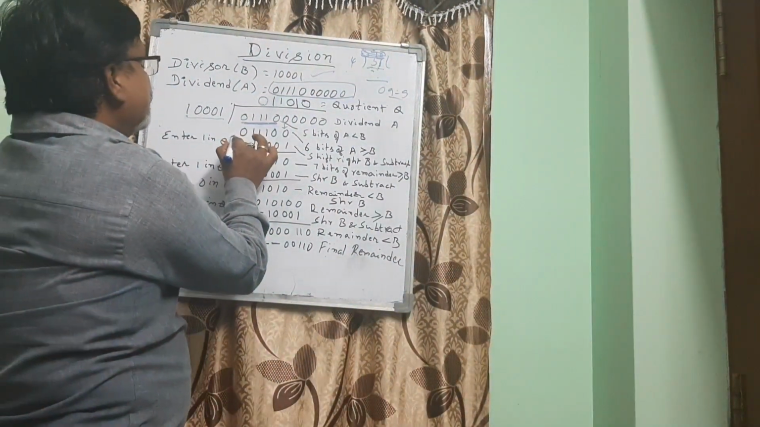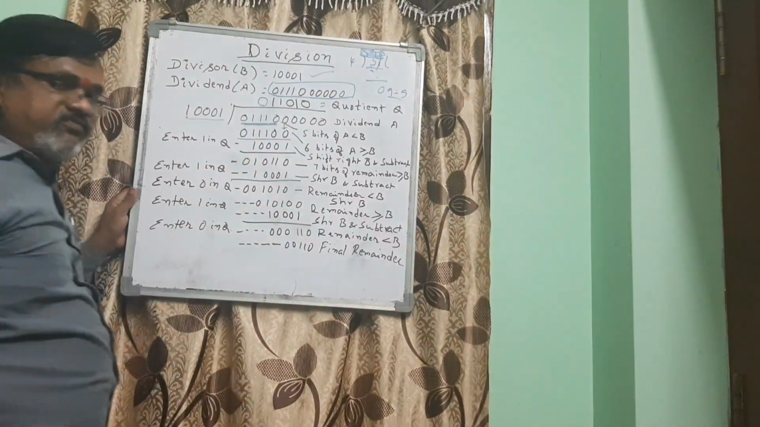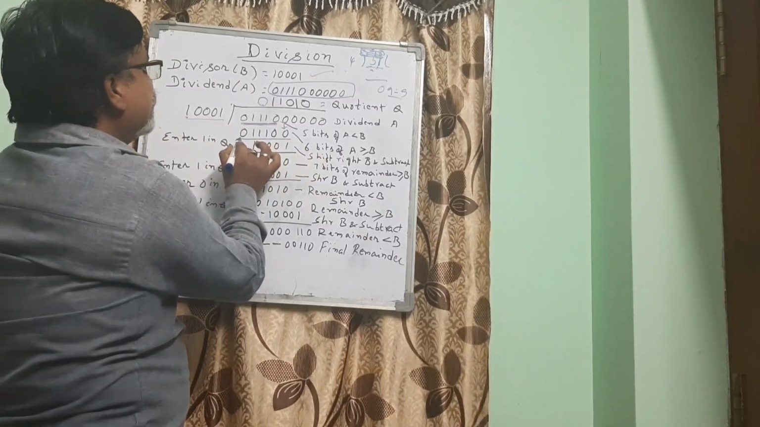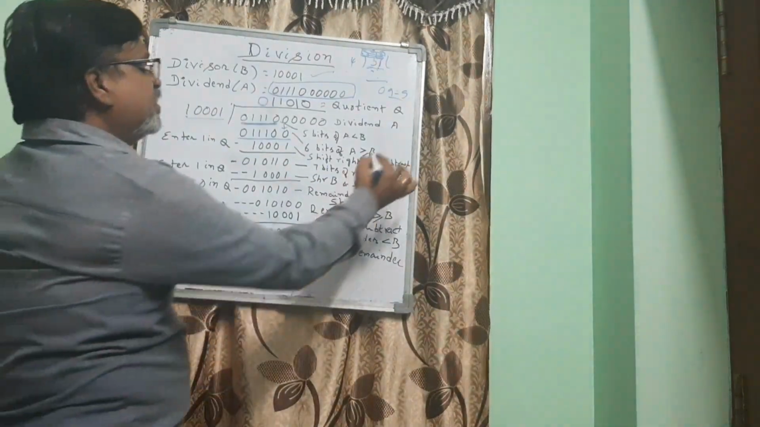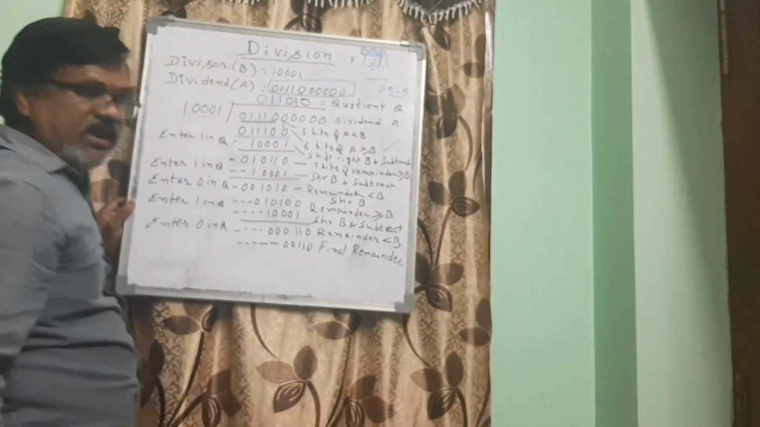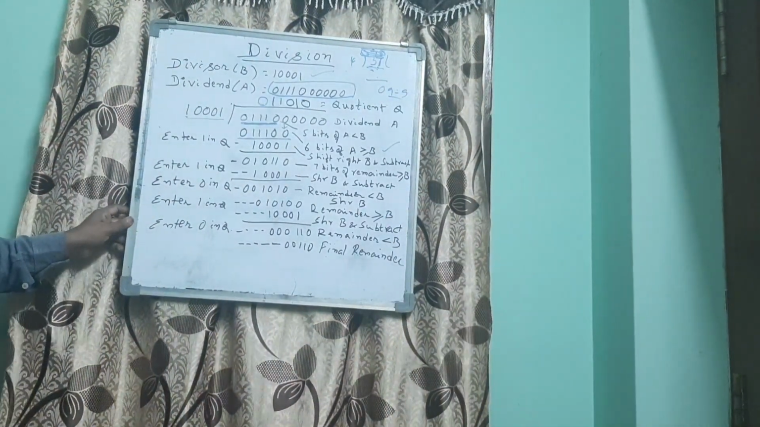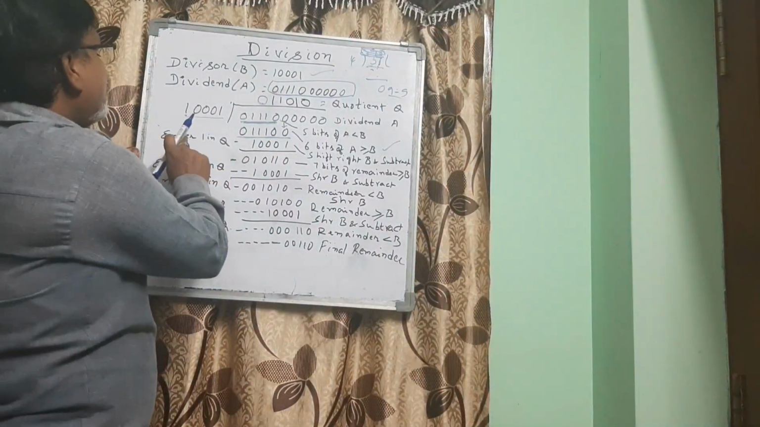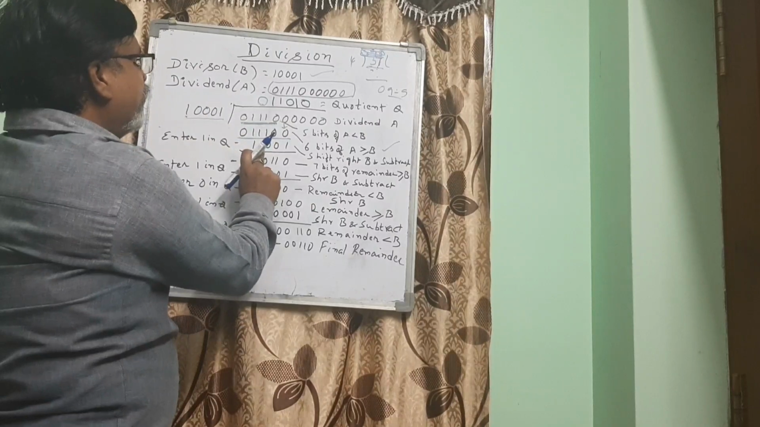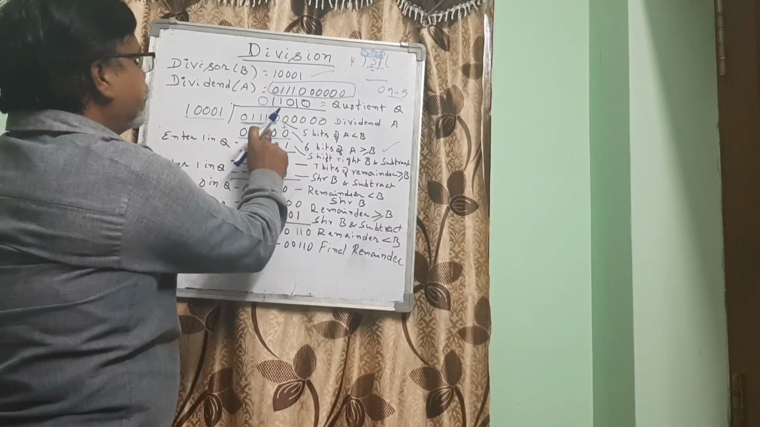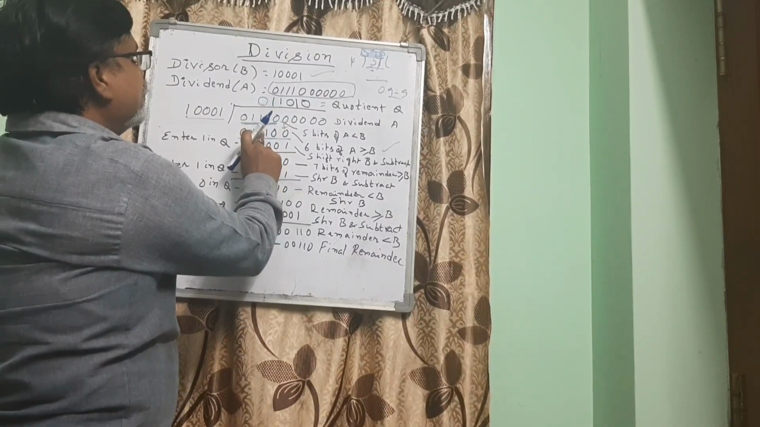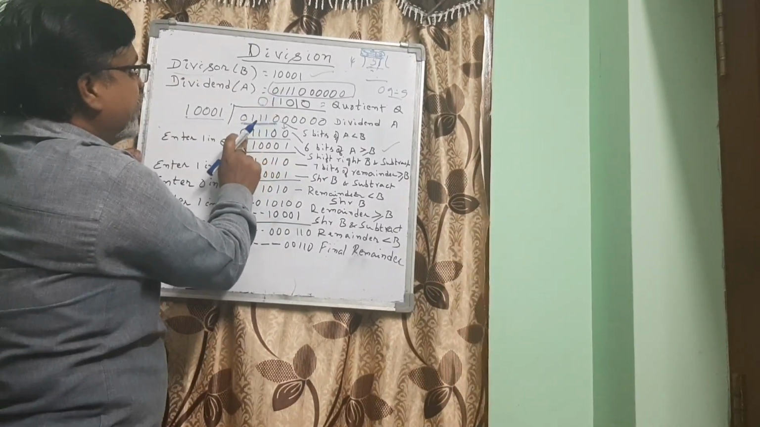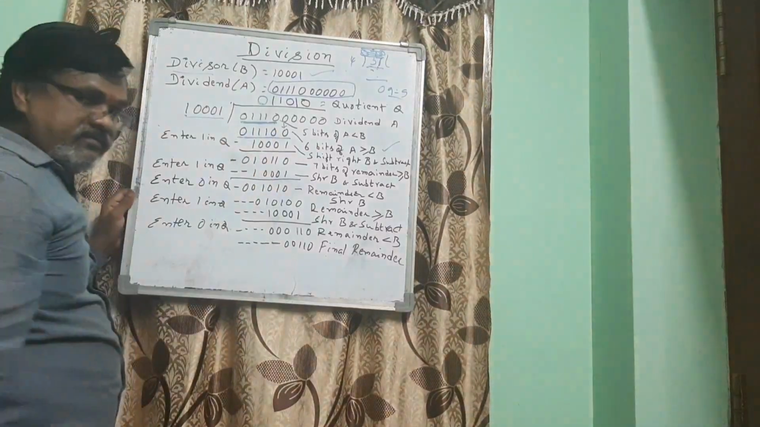So after considering this 0, whatever these 6 bits are, we have to assume they are greater than or equal to B. So now the divisor is subtracted from the dividend. This is the dividend and this is the divisor. From these 6 bits, the 5 bits are subtracted.